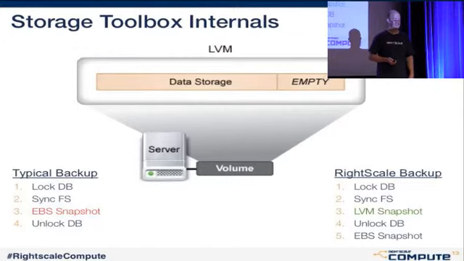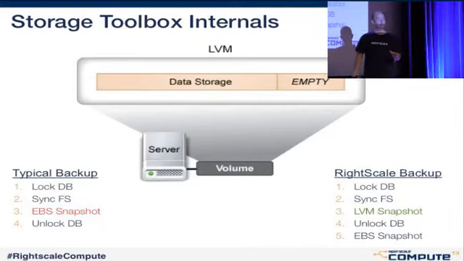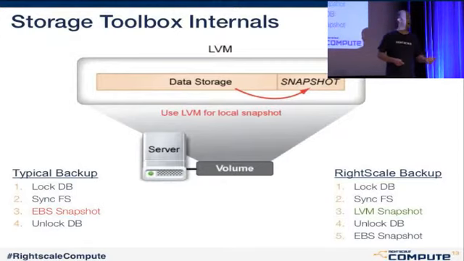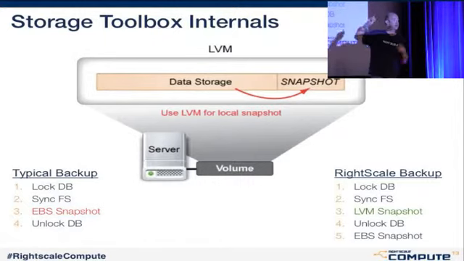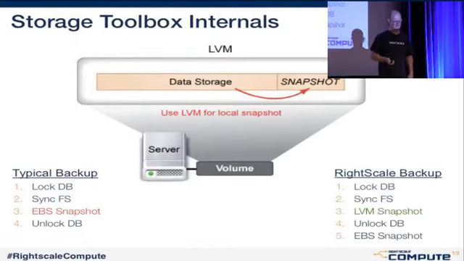Let me go through how you do it. It's basically the same scenario. You would lock your database, sync your file system to get a consistent file system, and then where we differ is we take an LVM snapshot, a local snapshot, in sub-second time, and then we unlock your application, and you're off to the races again. That local snapshot gives us the consistent file system that we need, and then we can open up to writes, and that data storage region can become inconsistent, and we don't really care.